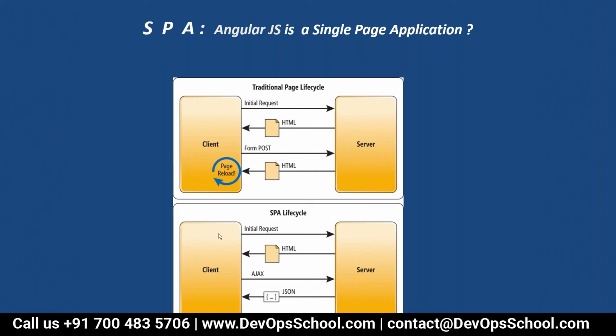In the SPA lifecycle, for subsequent requests from the client, AJAX calls will be made and only data will be going to the client in the JSON format. So are we good with this much, or are there any queries? Fine. Okay.